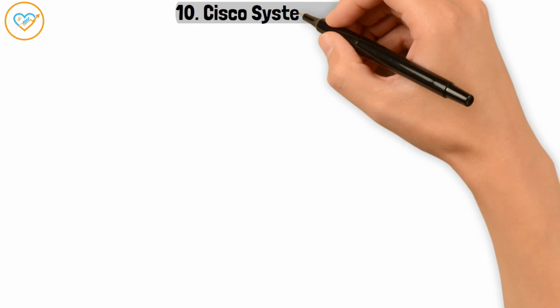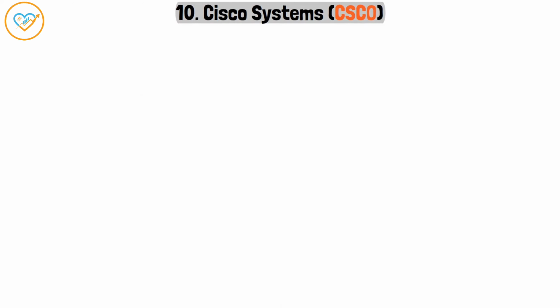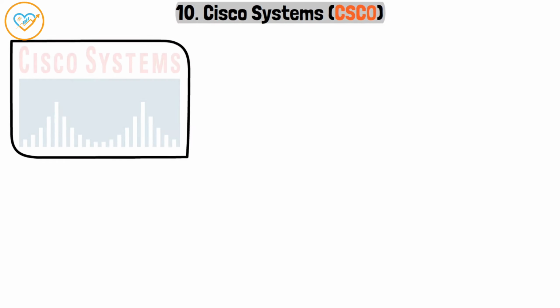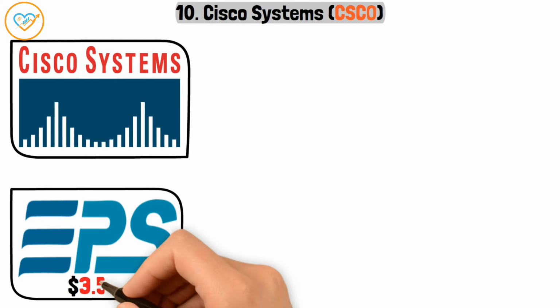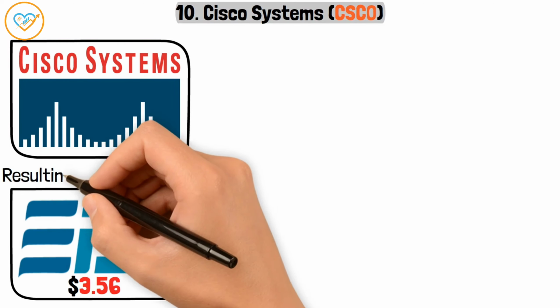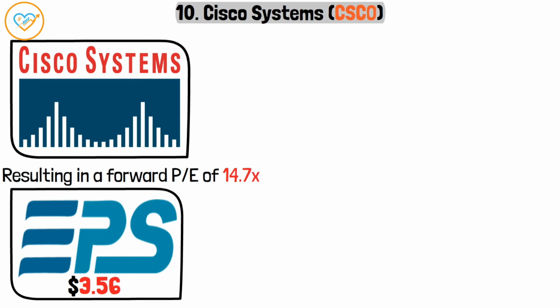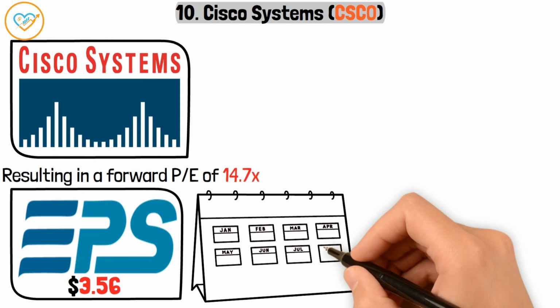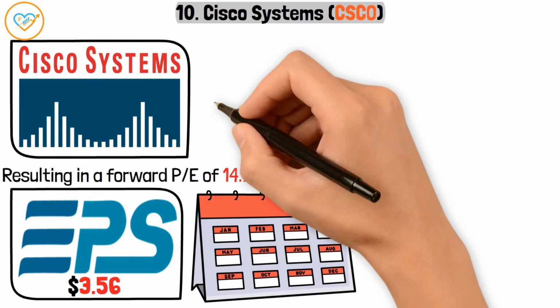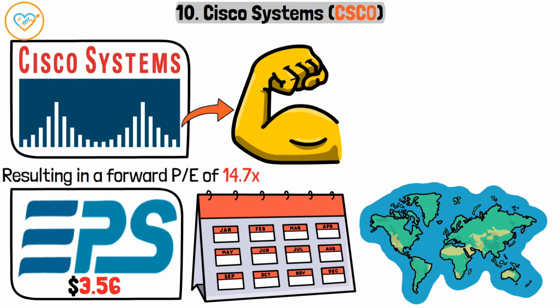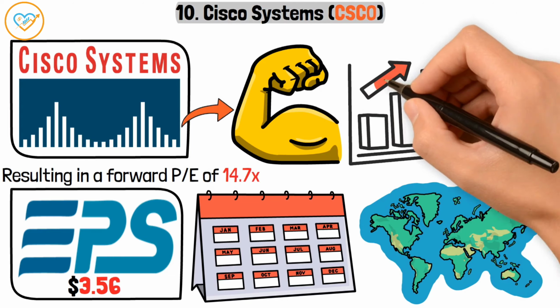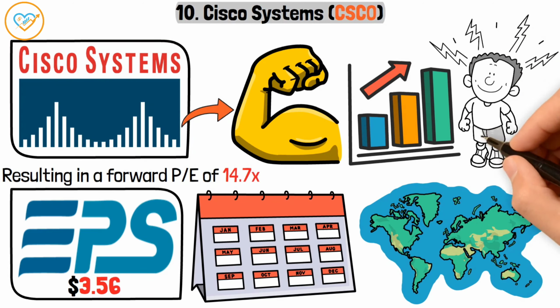Number 10. Cisco Systems, or CSCO. The last holding on our list today is Cisco Systems. It's forecasted to generate an EPS of $3.56 next year, resulting in a forward PE of 14.7x, which is right in line with its 5-year average. Cisco continues to position itself as a strong player in the tech world, especially with its focus on capitalizing on the growth of artificial intelligence, or AI.